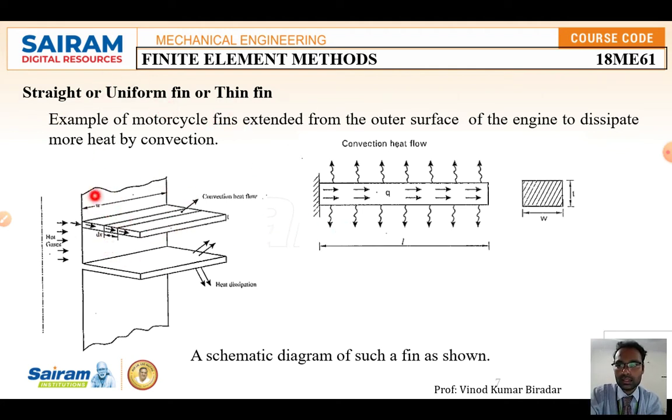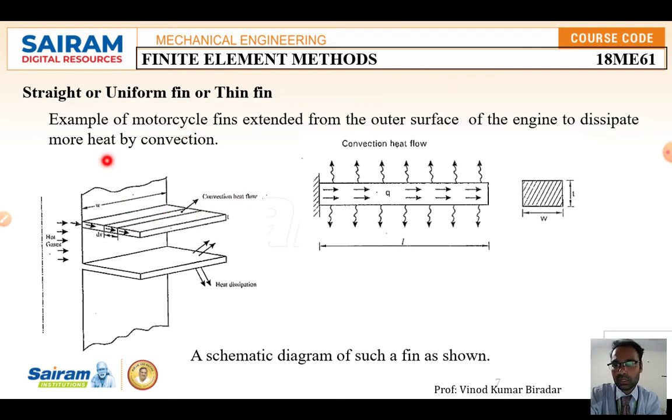Look at this example, a motorcycle fin extended from the outer surface of the engine to dissipate more heat by convection. If you take the motorcycle fin, we extend it from the outer surface to dissipate more heat by the convection process. Convection, as I already told you, is heat transfer from one place to another place without contact. I already explained this in the previous lecture video, number 1.